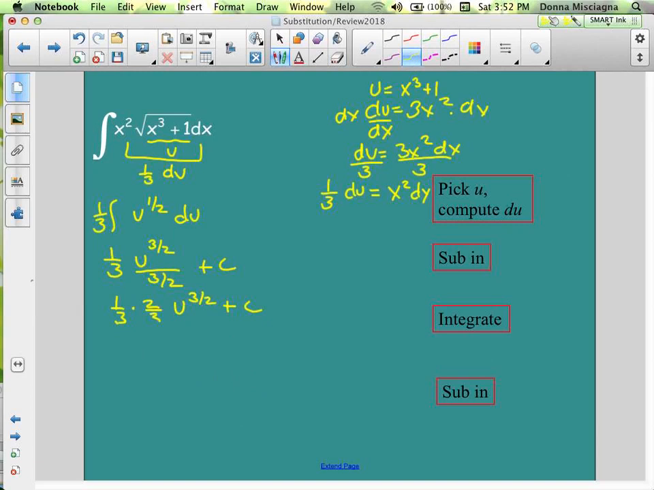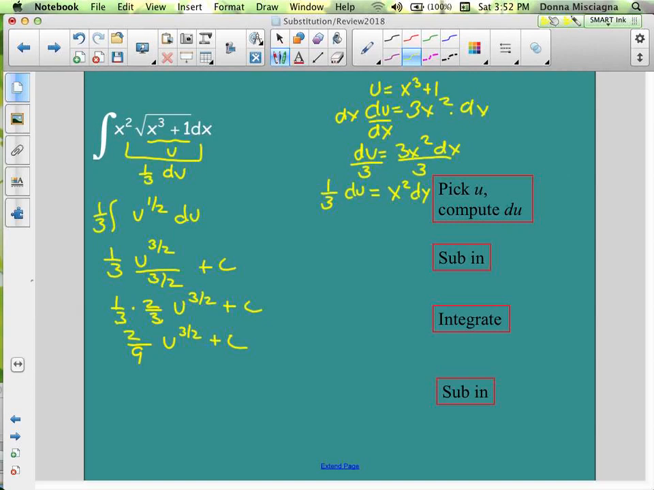Crazy multiplication there. My head knew what I wanted to write, my hand decided it was going to be a 6. No, 2/9 times u to the 3/2 plus c. I have to slow myself down a little bit.